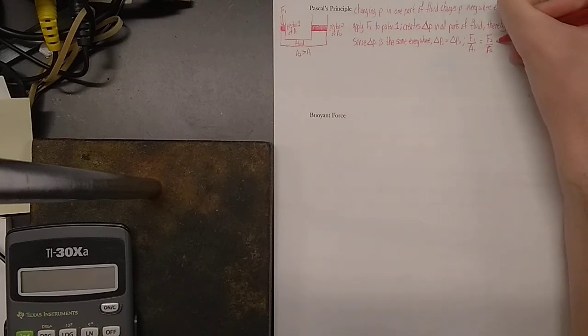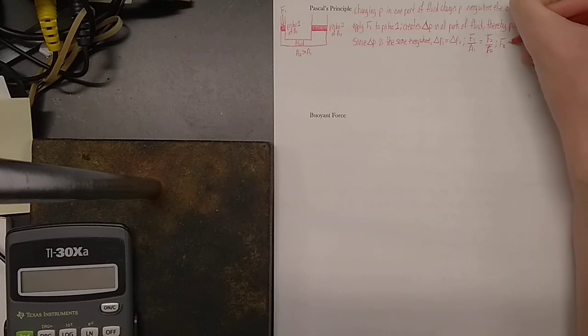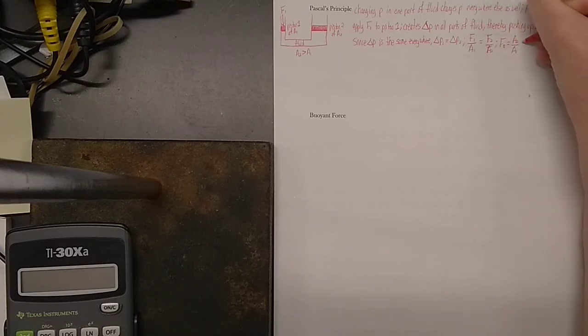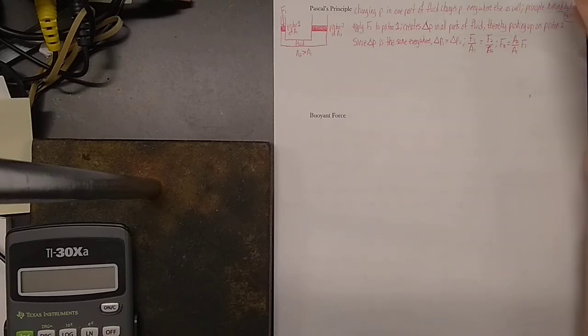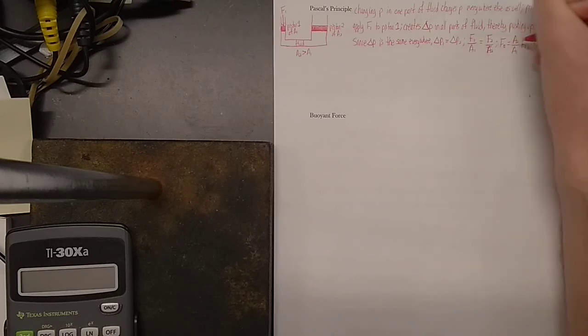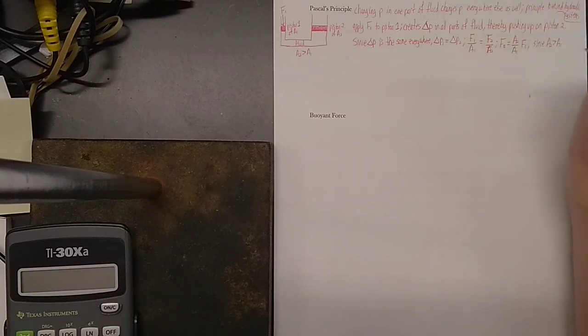Let's do some rearrangement. If I solve for F2, that means I move A2 to the other side. I get that F2 must be equal to A2 over A1 times F1. Since A2 is greater than A1, that means A2 over A1 would give you a number greater than 1. That means that F2 is some number greater than 1 times F1. In other words, F2 is greater than F1.